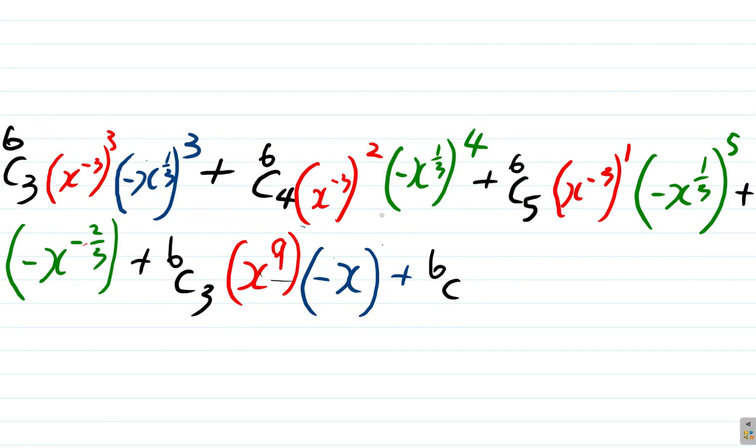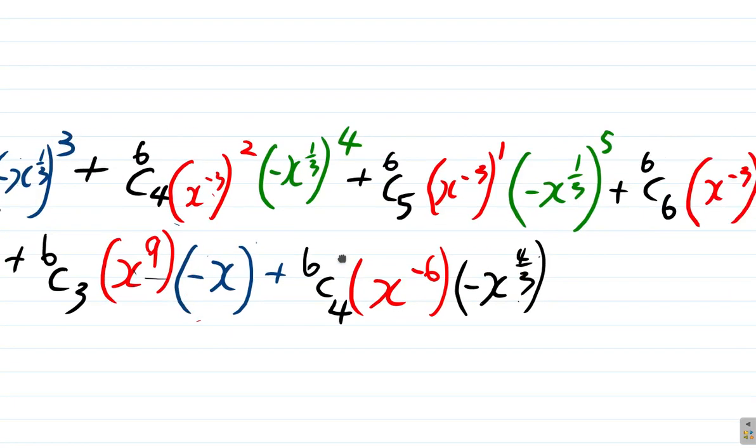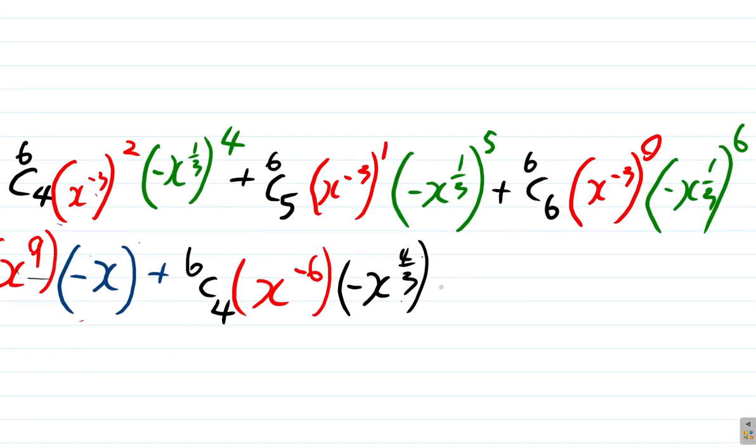This was what? 6c3. No, this is 6c4. And then you have x to the negative 3 by 2 is negative 6. And then negative x to the 1/3 by 4 is negative x to the 4/3. See that?